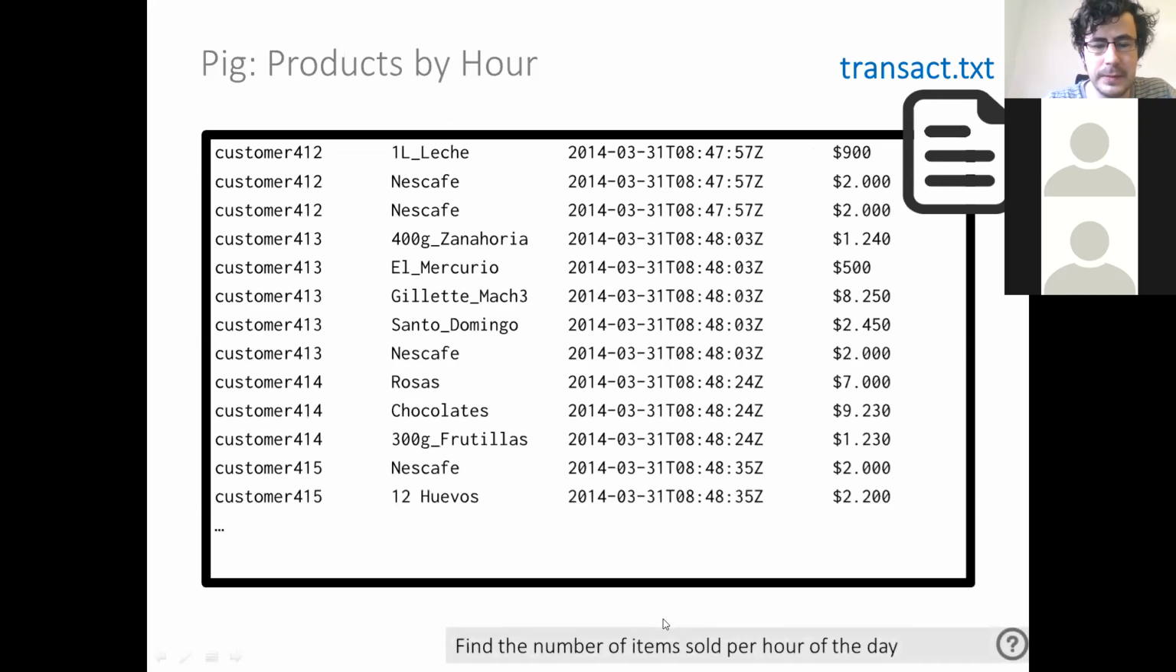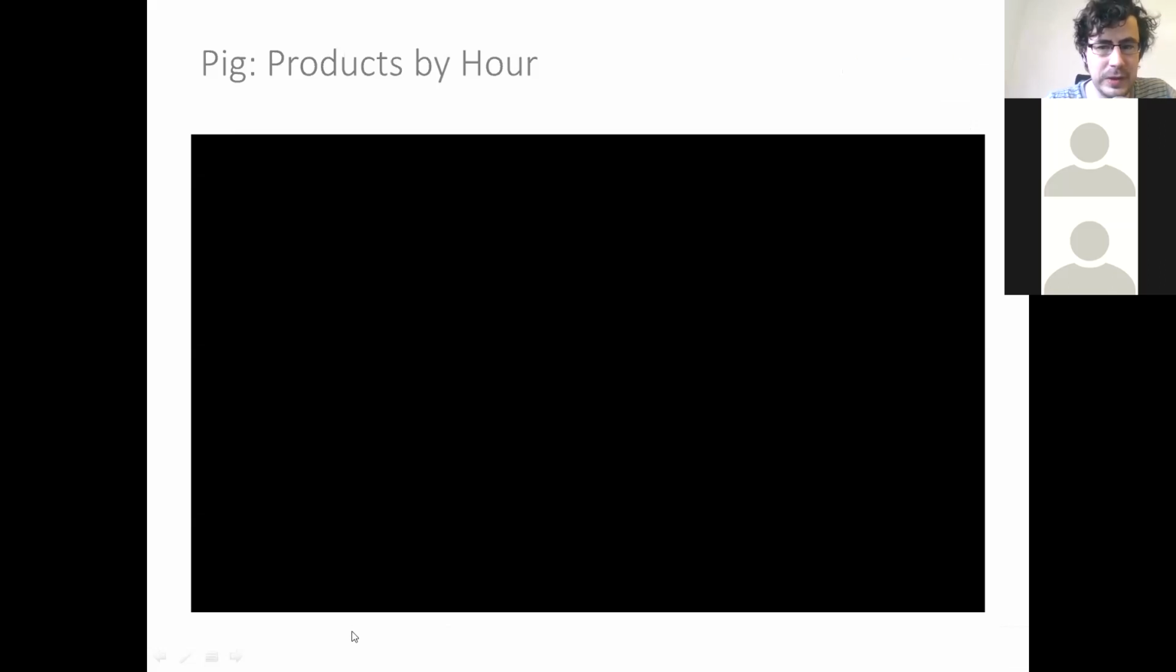What we'd like to do is find the number of items sold per hour of the day. So we'd like to know how many items we are selling in each hour of the day. Let's have a look at how we would implement that in Pig.